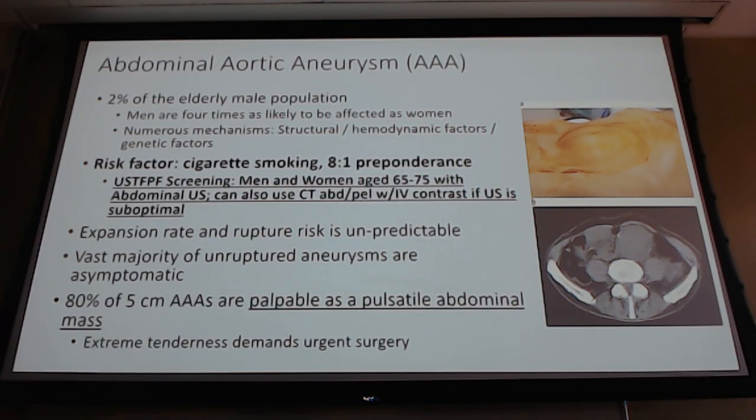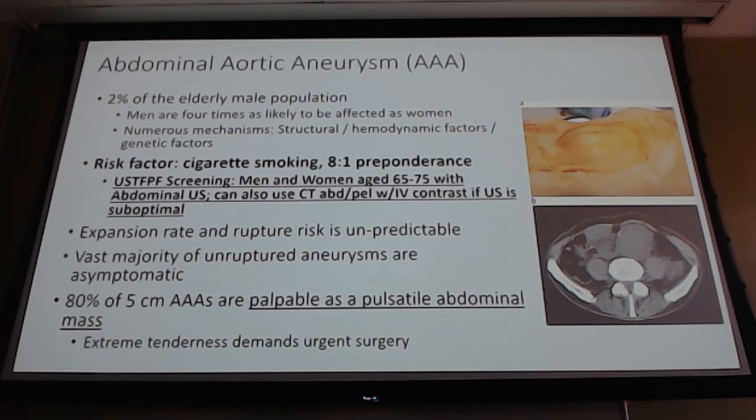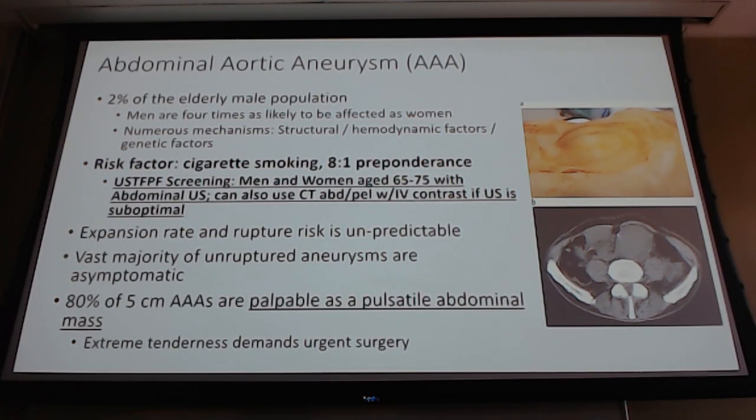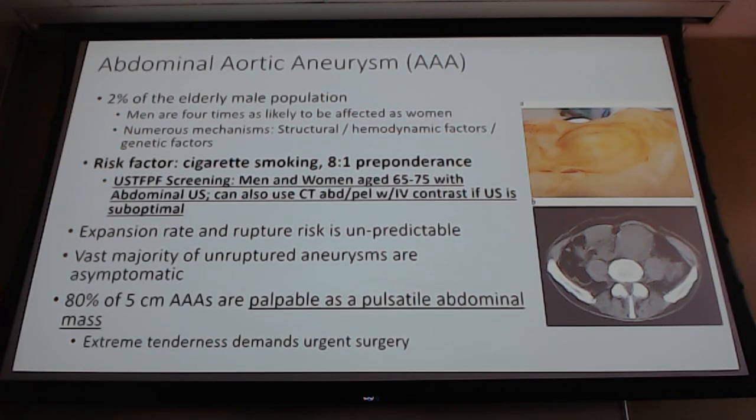All right. Going into abdominal aortic aneurysms first. Elderly male. Males are 4 times as likely to be affected versus females. A lot of mechanisms. It could be structural abnormality, hemodynamic factors, hypertension, or it could just be genetic. Although the #1 preventable risk factor is smoking. If they smoke, they're 8 times more likely to get an AAA. So, get your people to stop smoking.